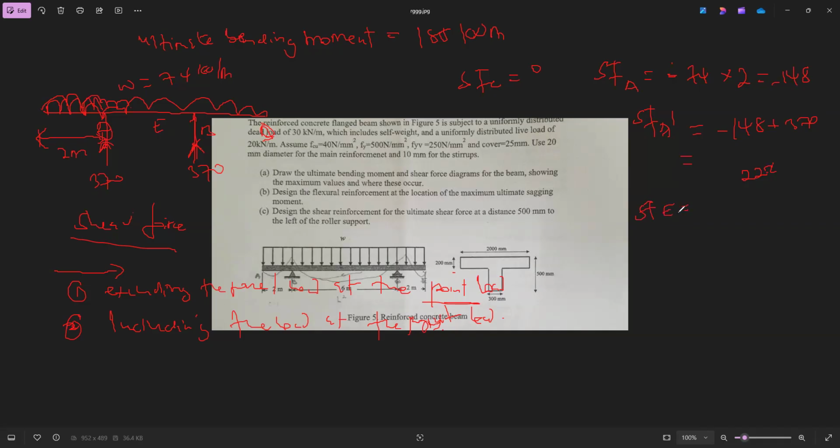Shear force at E? No, we won't take shear force at E. We don't have any discontinuity there. You mostly find it at a point of discontinuity. There is definitely a shear force at E, but it's not a point of interest to us.